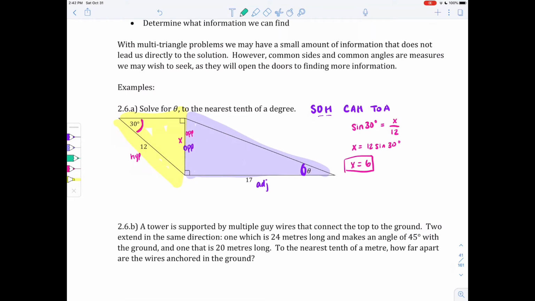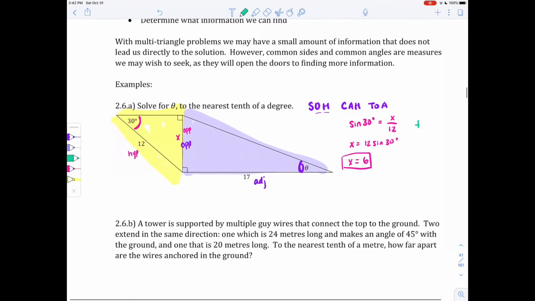Now I'm going to go ahead and solve for that theta. I have my opposite and my adjacent, so I'm going to use the TOA of my SOHCAHTOA. So I have tan of theta is equal to my opposite, which is that value of 6, because we just solved for 6 for x, over my adjacent, which is 17.